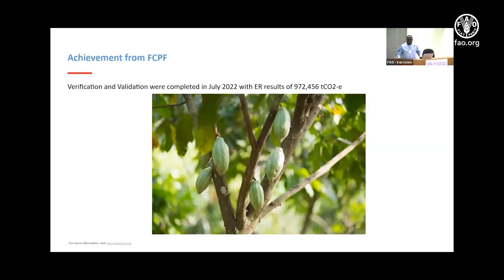And the good news is that all of these processes supported also by FAO have yielded positive results for Ghana, where we've been able to already go through the third-party verification for our first monitoring report that we submitted to FCPF under our premier program, the Ghana Cocoa Forest REDD+ program, which has also yielded about $4.8 million for the country by reducing 972,000 plus CO2 equivalents.